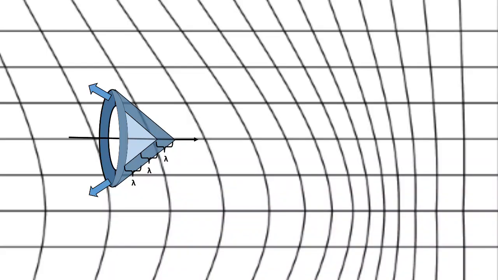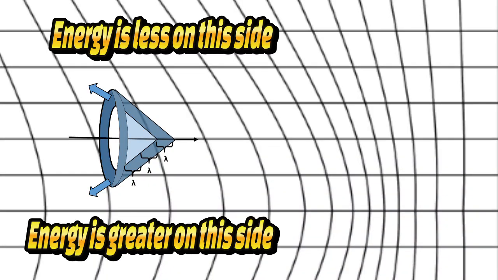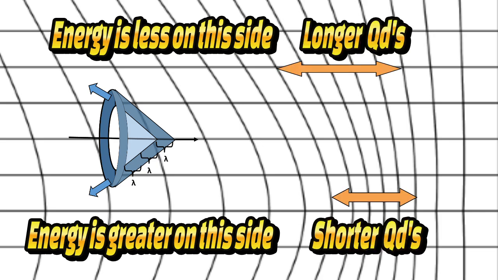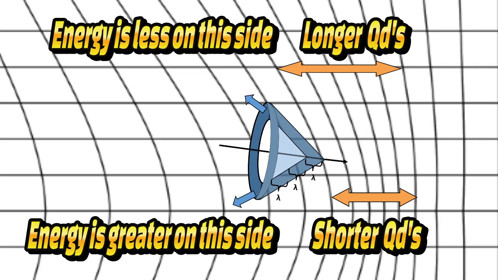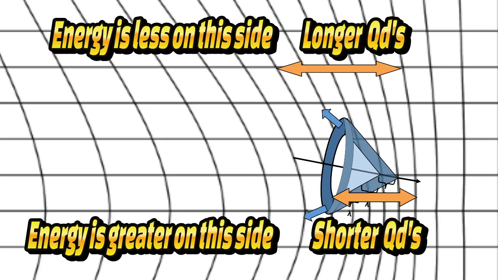But what if the spacetime energy along the photon's path is greater on one side compared to the other? Well, a different energy density along a path in spacetime means different relative quantum distances. The side with more energy density would have relatively shorter quantum distances. The photon would deviate to the side where the underlying spacetime energy density along the path is increased. Okay, well, that's simple enough. But here's the crazy part.